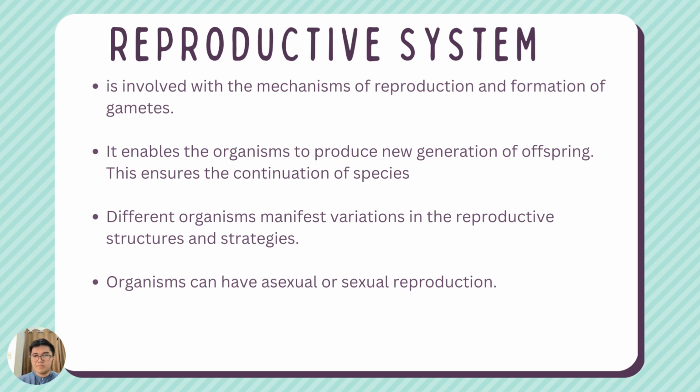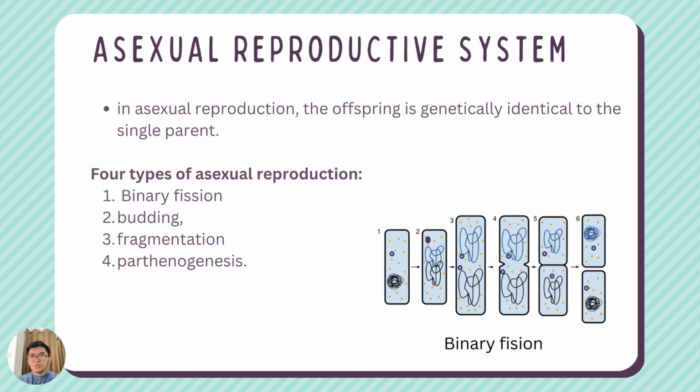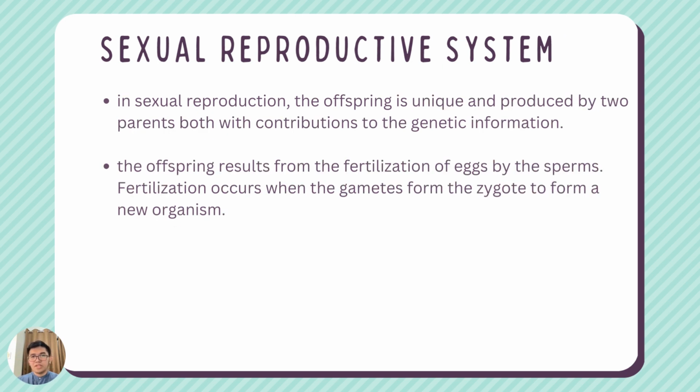Different organisms manifest variation in reproductive structure and strategies. These organisms can have asexual or sexual reproduction. In asexual reproduction, the offspring is generally identical to the single parent. In asexual reproduction, we have four types: first is binary fission, budding, fragmentation, and parthenogenesis.